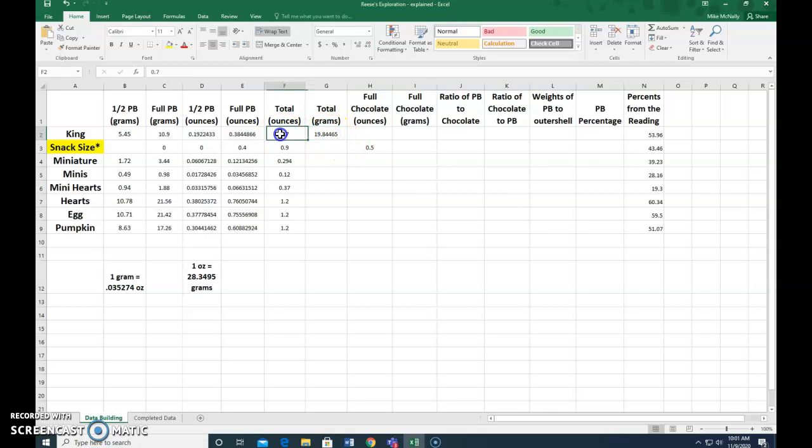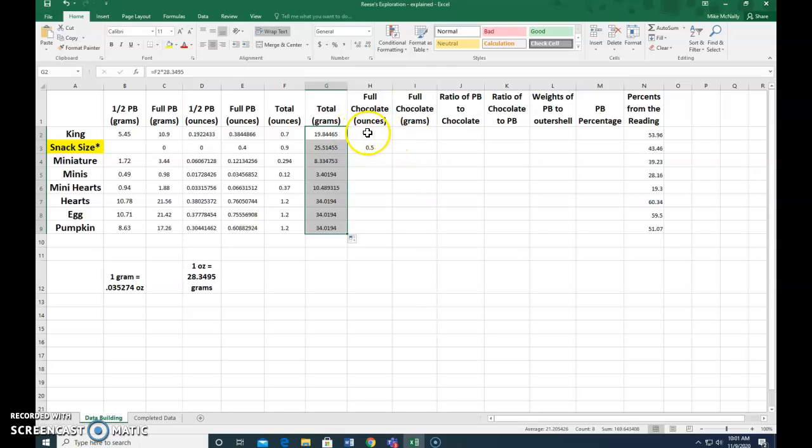Remember, now that we have that formula saying this number times whatever gives us that number, there's the formula up there, F2 times 28.3495. We don't have to do this again and again. We can put our cursor like a plus sign, grab it, pull it, and now we got all those things. We converted all these ounces to grams. The full chocolate in ounces. Where's the full chocolate in grams?